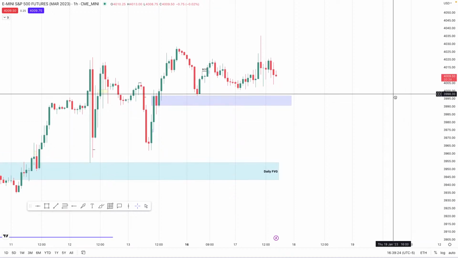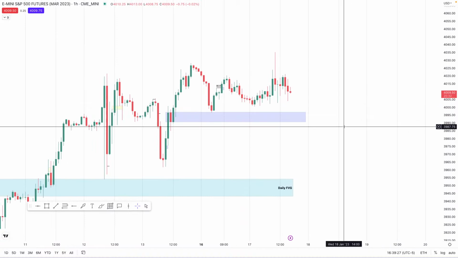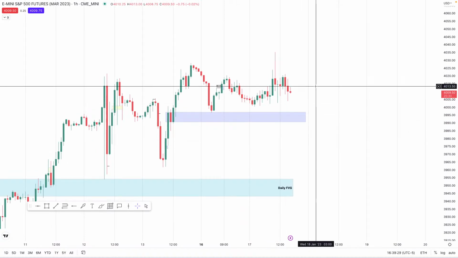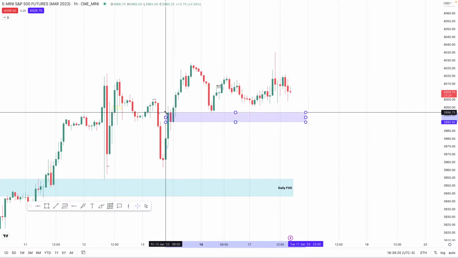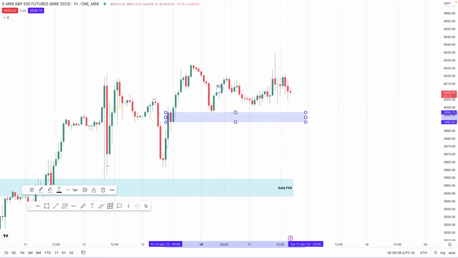So here we have the hourly chart. Points of interest I have for the hourly chart is this order block right here. There we go, at 39.97.